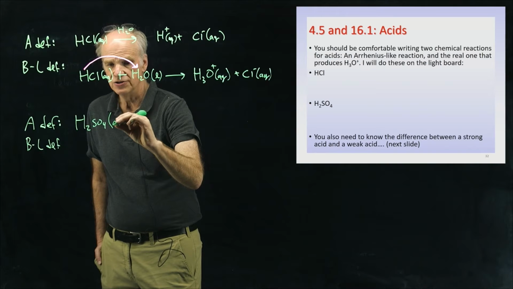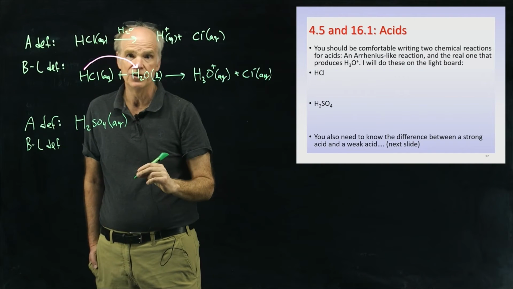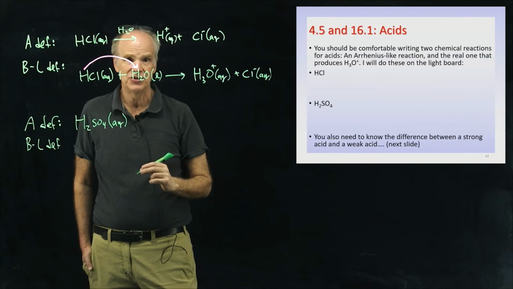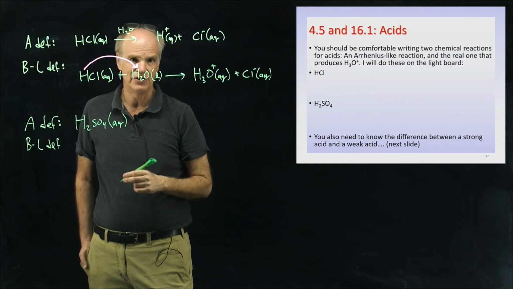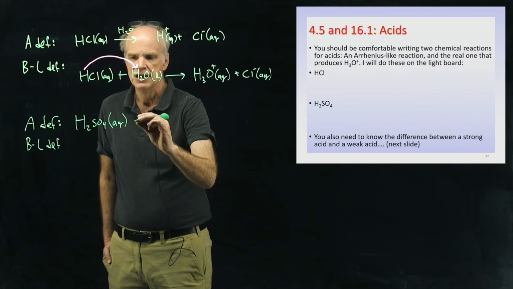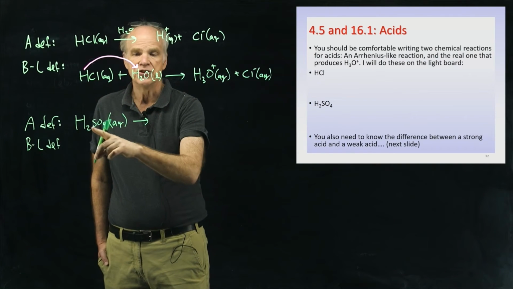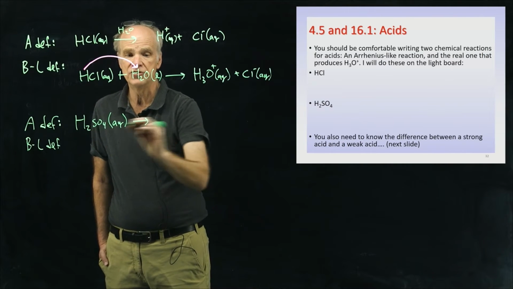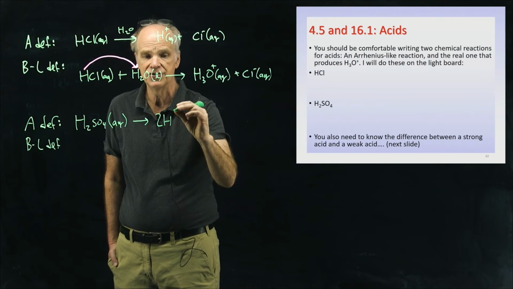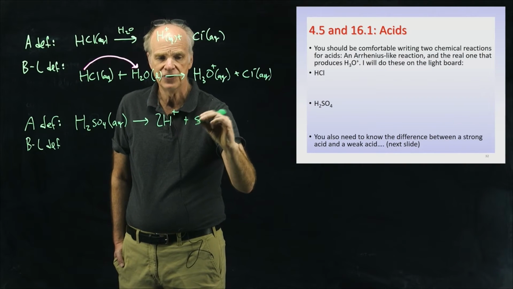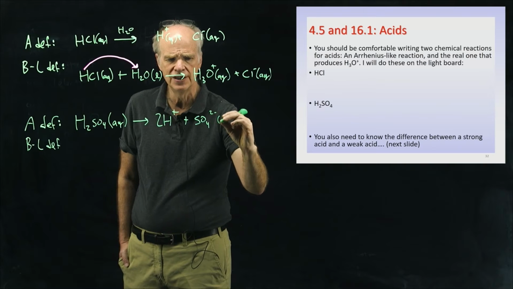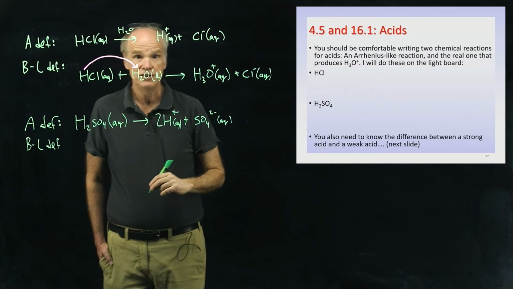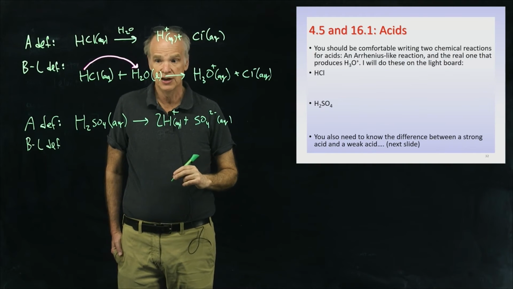If you want, you can include aqueous as a state symbol here, although at room temperature and pressure, pure sulfuric acid is actually a liquid. If you put an L there, that's fine, but aqueous is what most chemists do. Then each sulfuric acid molecule releases two protons, so you get two hydrogen ions and a sulfate ion. Let me include state symbols here.